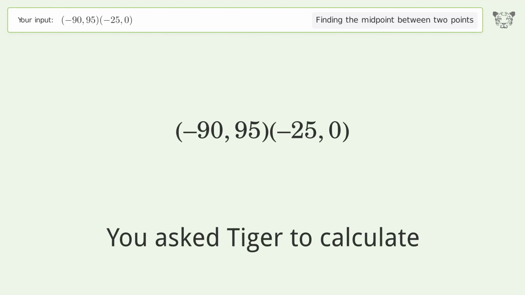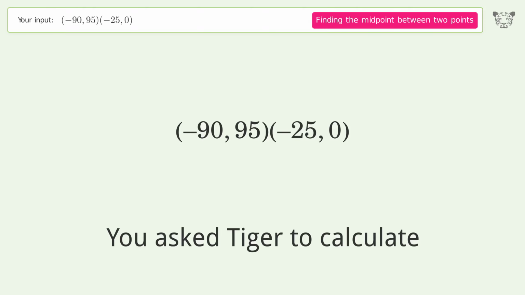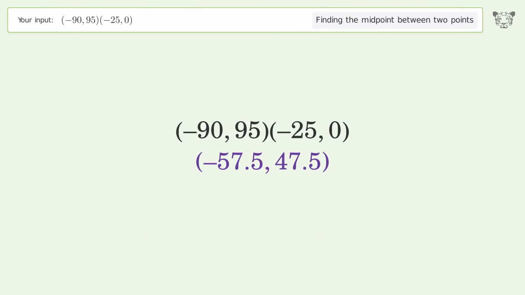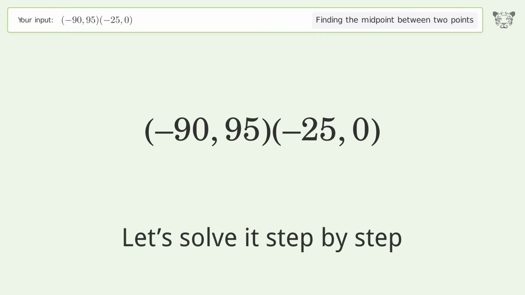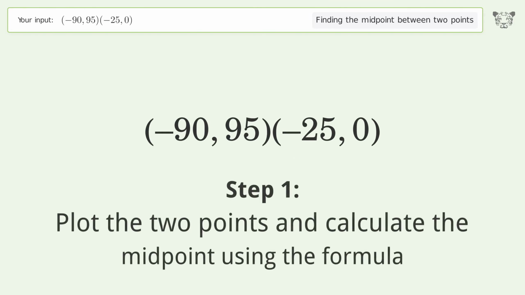You ask Tiger to calculate. This deals with finding the midpoint between 2 points. The midpoint between the 2 points is negative 57.5, 47.5. Let's solve it step by step. Plot the 2 points and calculate the midpoint using the formula.